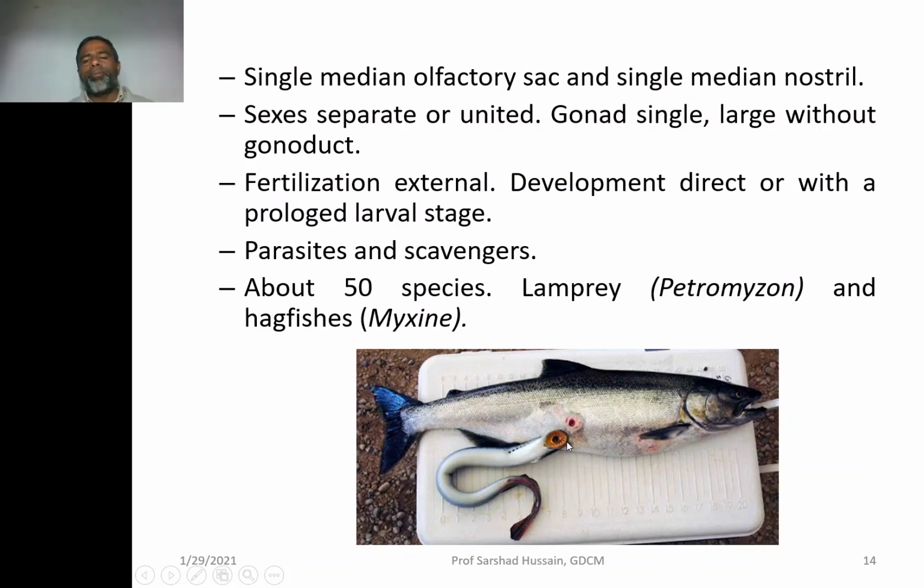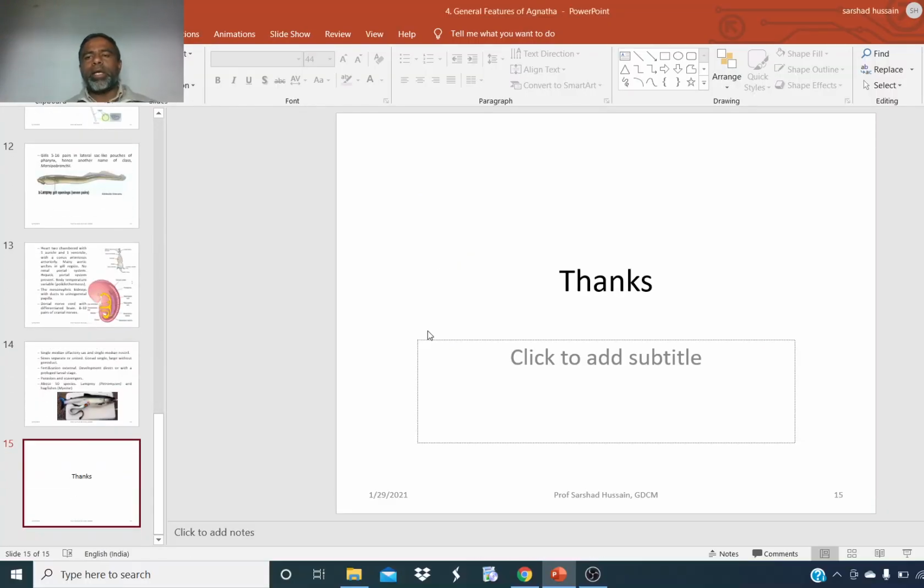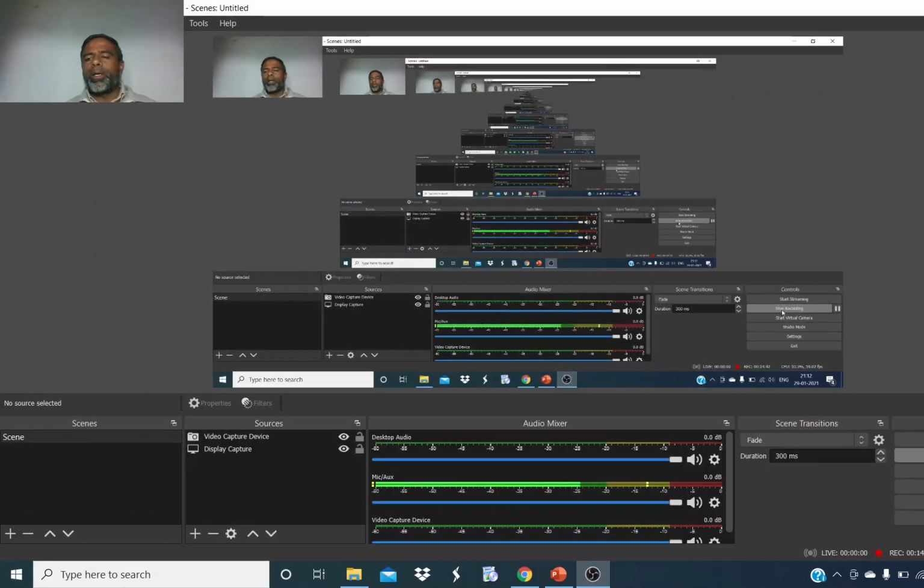This is the photograph which shows that it is detached from the body, and this is the hole made by its sucker in order to suck the blood. So they are parasitic as well as scavengers. About 50 species are present in the class Cyclostomata, and the lamprey called Petromyzon and the hagfishes called Myxine are the common examples. Thanks. This is all about the group Agnatha.